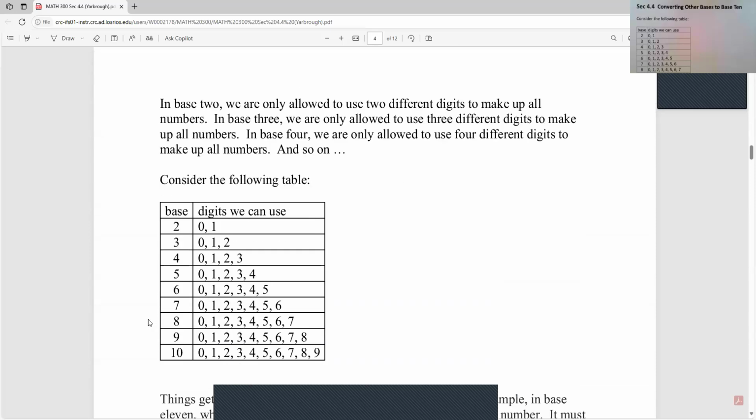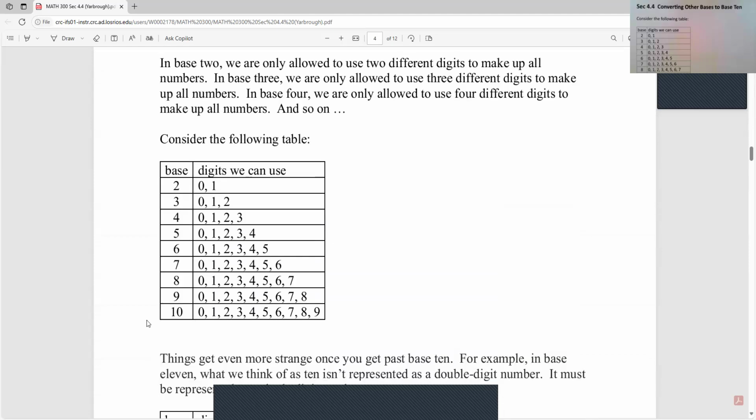Okay. So we're going to notice that in different bases, we're only allowed to use certain digits. For example, in base 10, we have 10 digits allowed. All of our numbers are made up of these 10 digits, which are 0 through 9. In base 5, we only have 5 digits allowed, 0 through 4. Those are the only 5 digits that make up all of our numbers in the base 5 number system.